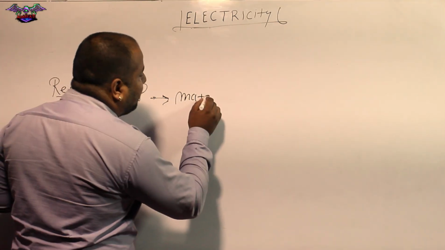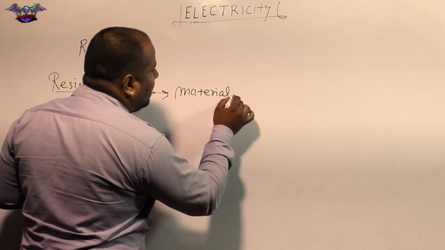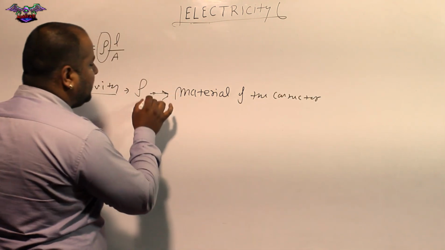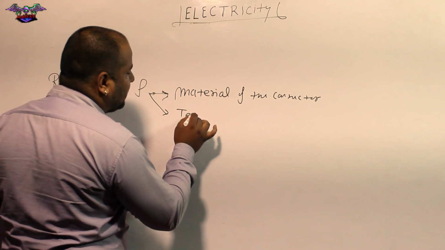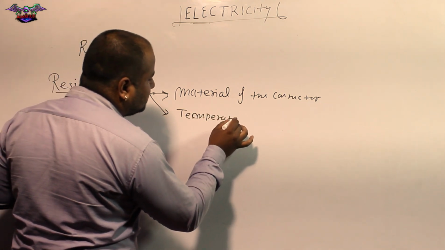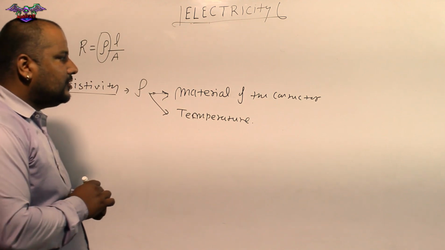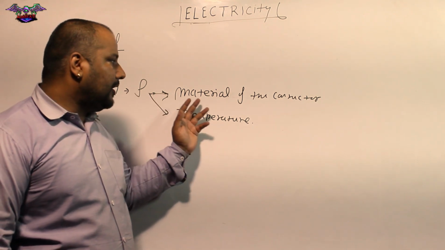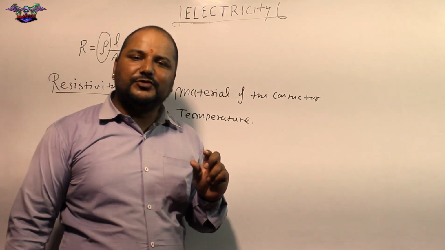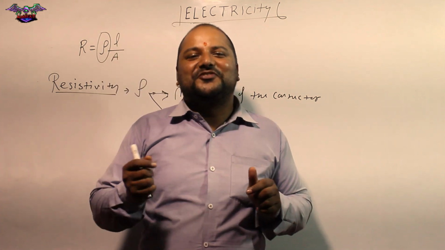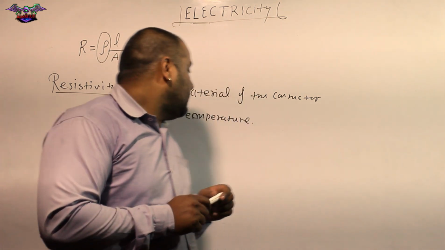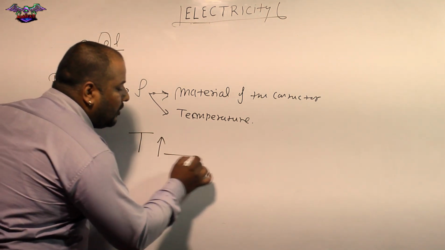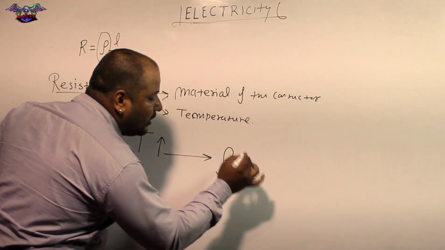Now, resistivity depends on the material of the conductor, and secondly it depends on the temperature. So we understood how rho depends on the material of the conductor. Resistivity is different for different metals. And as the temperature is increased, resistivity will also increase.